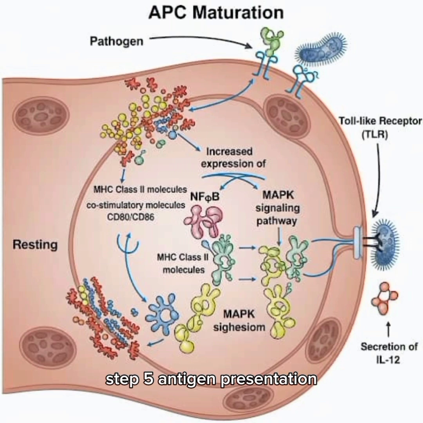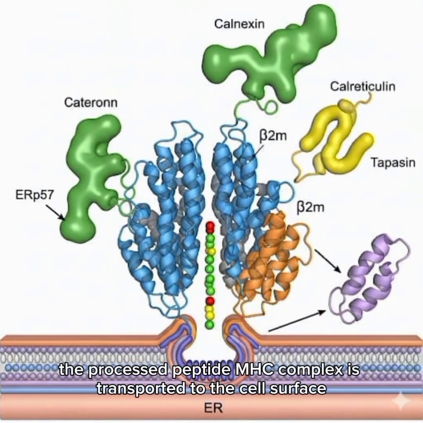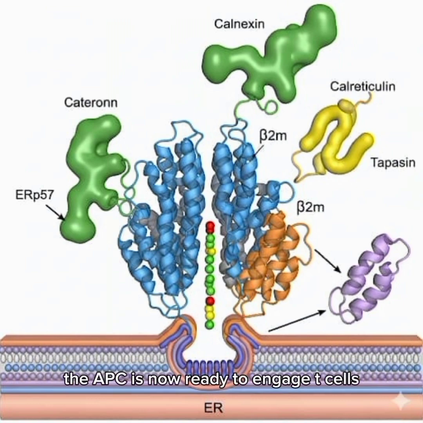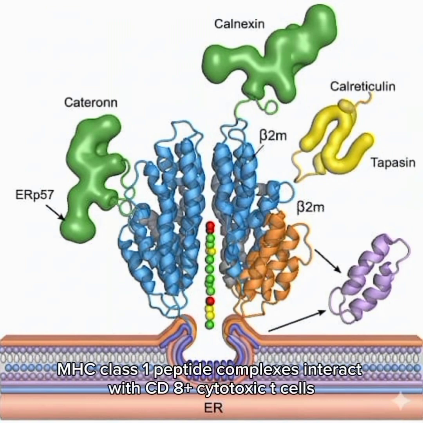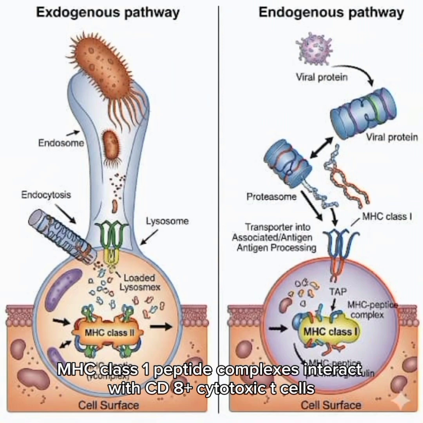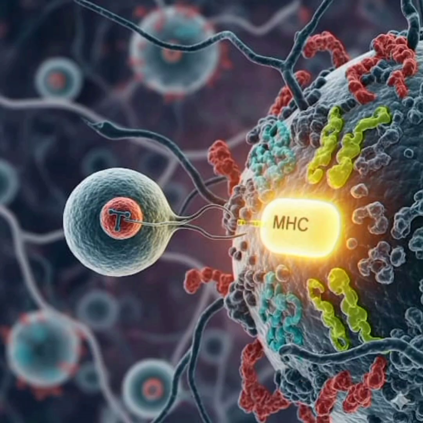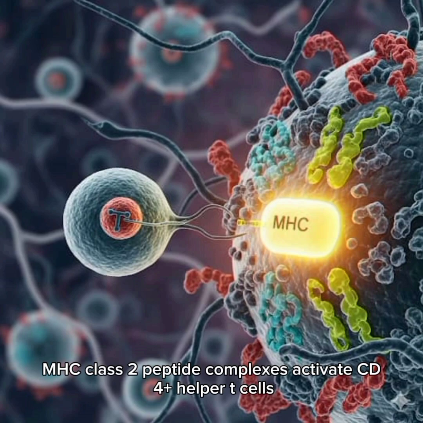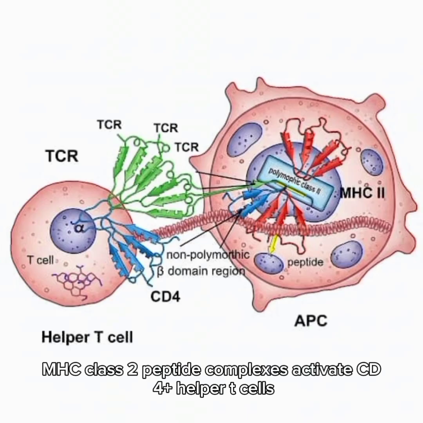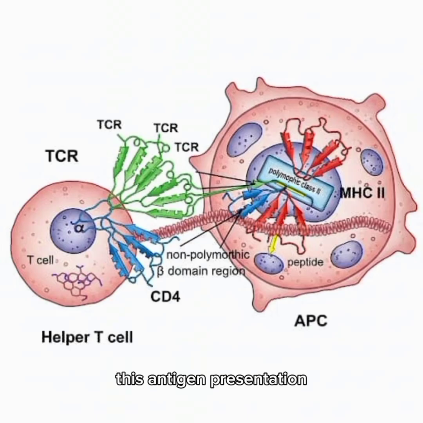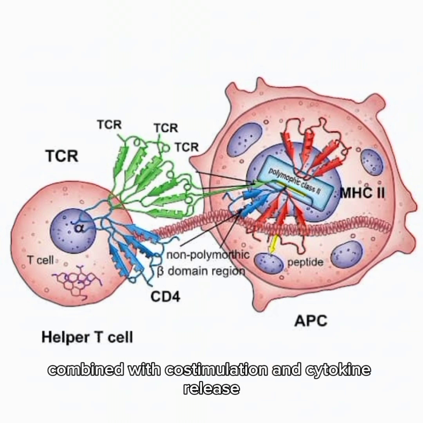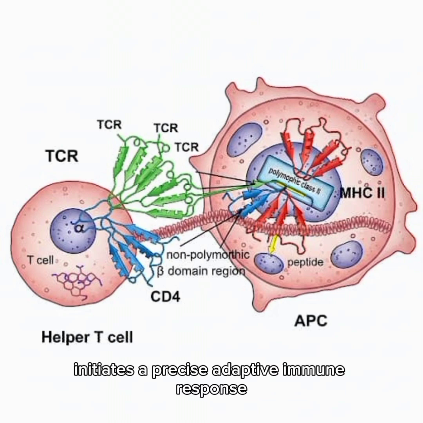Step 5. Antigen presentation. Finally, the processed peptide-MHC complex is transported to the cell surface. The APC is now ready to engage T cells. MHC Class I peptide complexes interact with CD8+ cytotoxic T cells. MHC Class II peptide complexes activate CD4+ helper T cells. This antigen presentation, combined with co-stimulation and cytokine release, initiates a precise adaptive immune response.